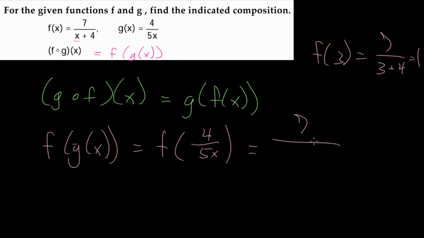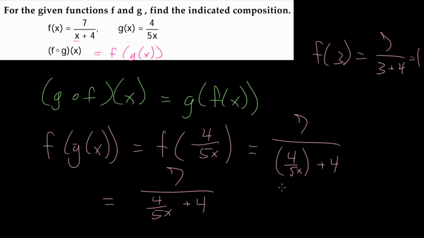We get 7 over 4 over 5x plus 4. And just as a way to keep everything organized, I do recommend plugging your substitutions in inside parentheses. That will save you trouble when dealing with negative numbers, though, of course, in this problem, it doesn't actually matter. So rewriting this a little bit neater, we have 7 over 4 over 5x plus 4.